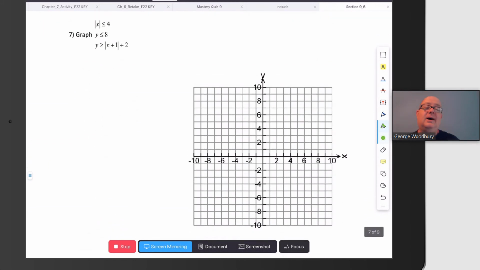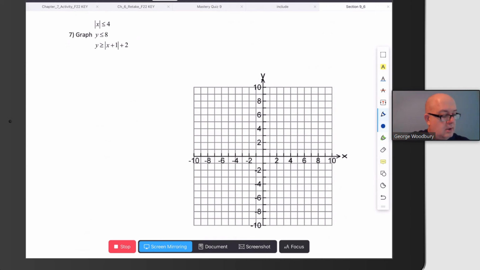The last one is a little different because I've got two inequalities that only have one variable in them. The absolute value of x is less than or equal to 4. y is less than or equal to 8. And then I've got this absolute value inequality with both x and y. Notice I do have y isolated by itself, which is helpful. I'm going to begin with the inequalities that only have one variable. Also notice that they're all going to be solid graphs because of the equal sign.